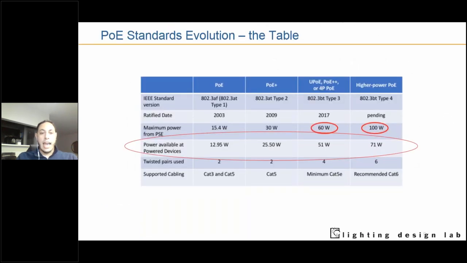Just another look at it, ensuring that just because there's an availability of power at the power sourcing equipment doesn't mean that that's the power that can get to your devices or your fixtures. The actual delivered wattage is what we'll have to use as that calculation.